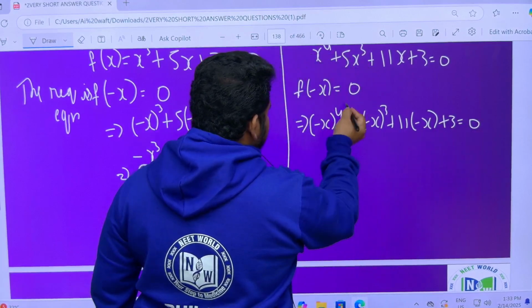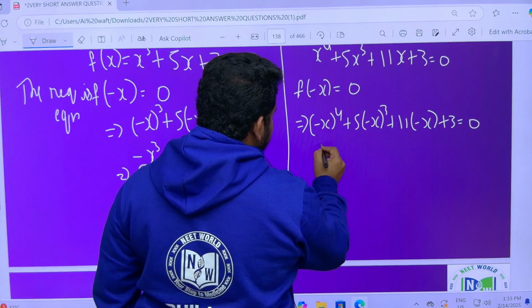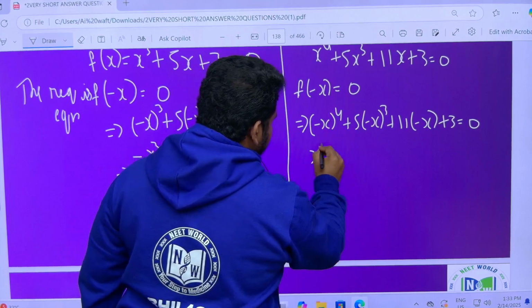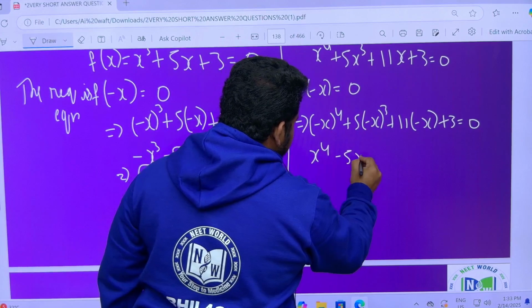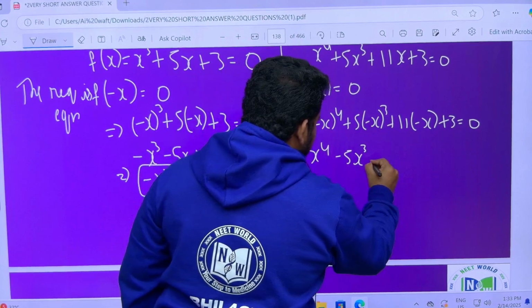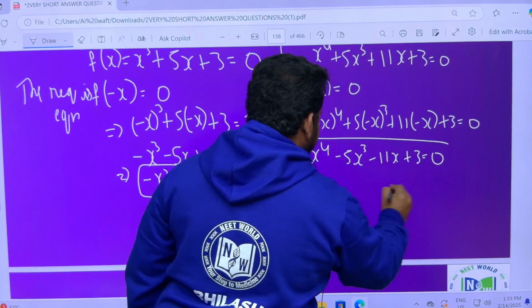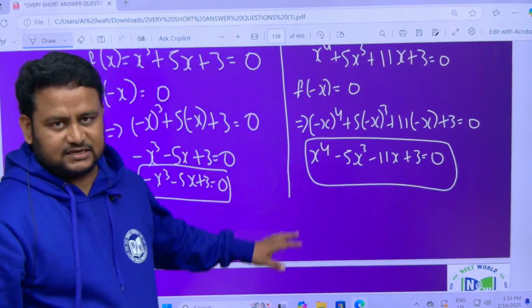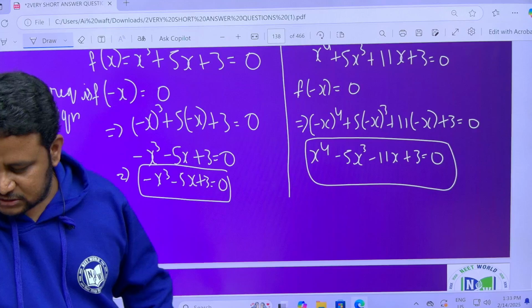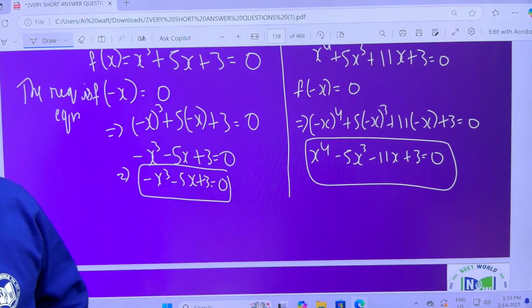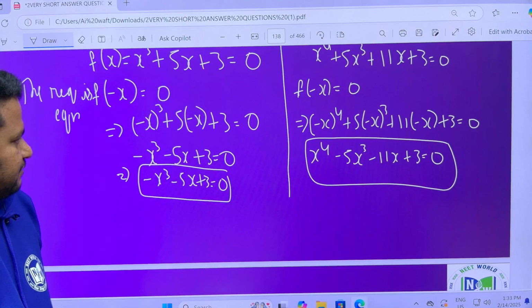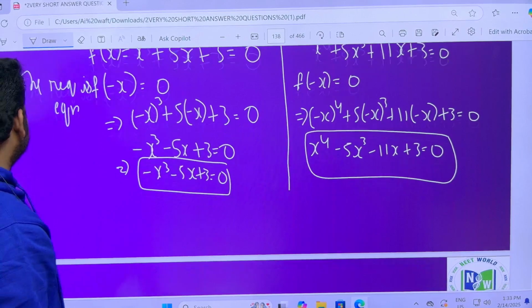So x to the power of even power will be what? Positive only. So this will be x to the power of 4 minus 5 into x cube, because this is odd power, minus 11x plus 3 is equal to 0. So this is the required equation, friends. So this is the required equation. This is another question, make a note of it. Okay, this is also asked in PYQ. So this includes 2 questions.